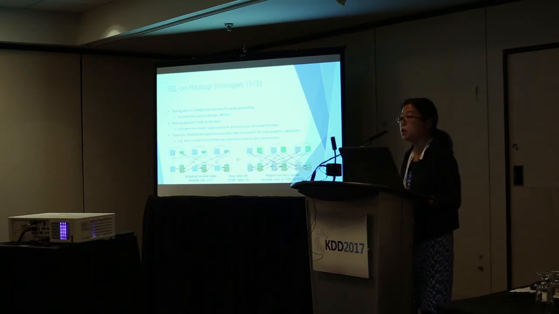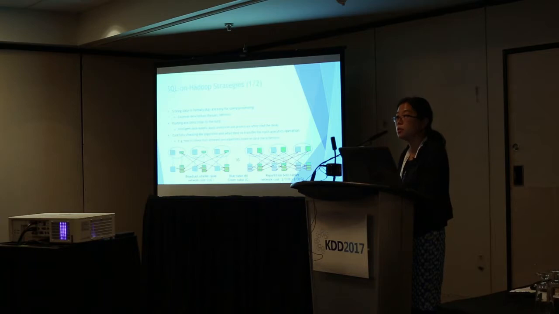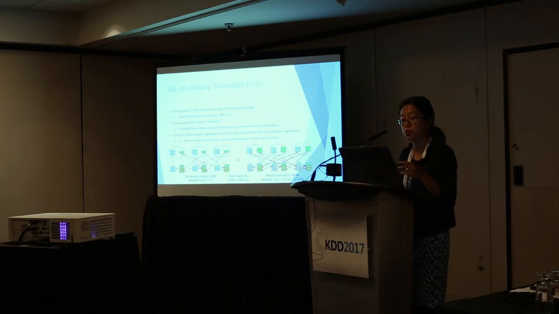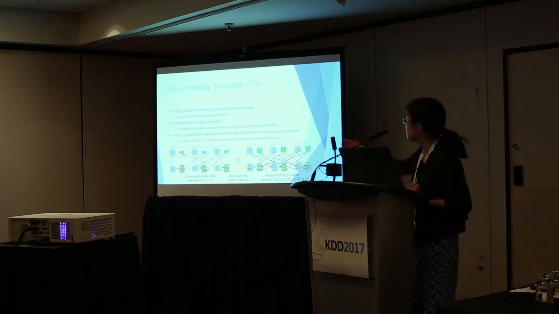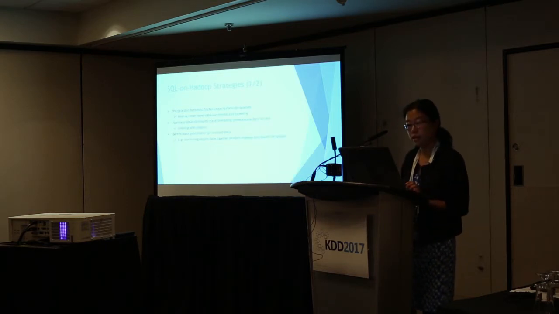Well, if you're joining two very big tables, then you want to use a different strategy. Here, you want to repartition both tables and send the corresponding partitions of the two tables to one of the nodes and do local joins there. And this is the network cost for that strategy. As you can see, depending on the size of the table, one strategy may win in a particular situation.